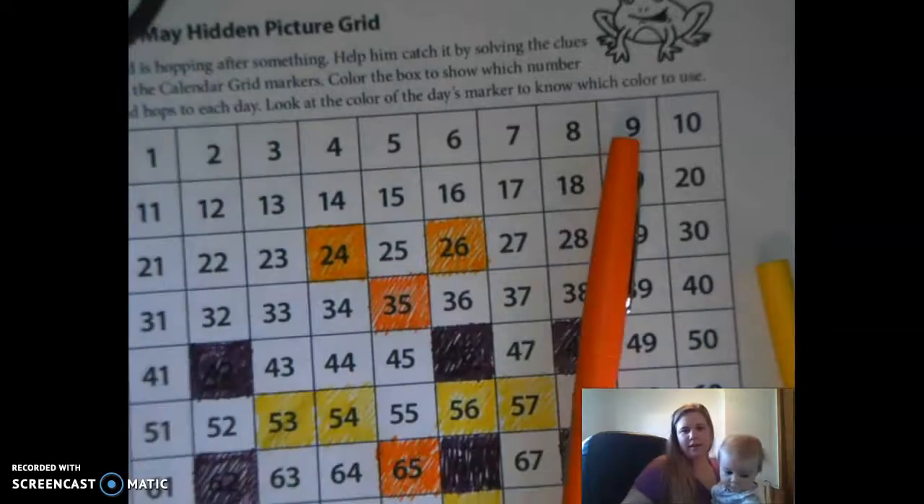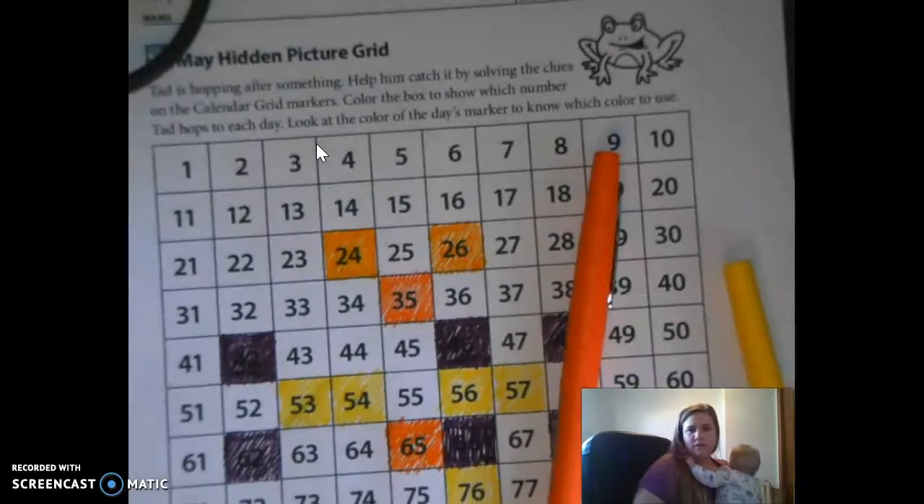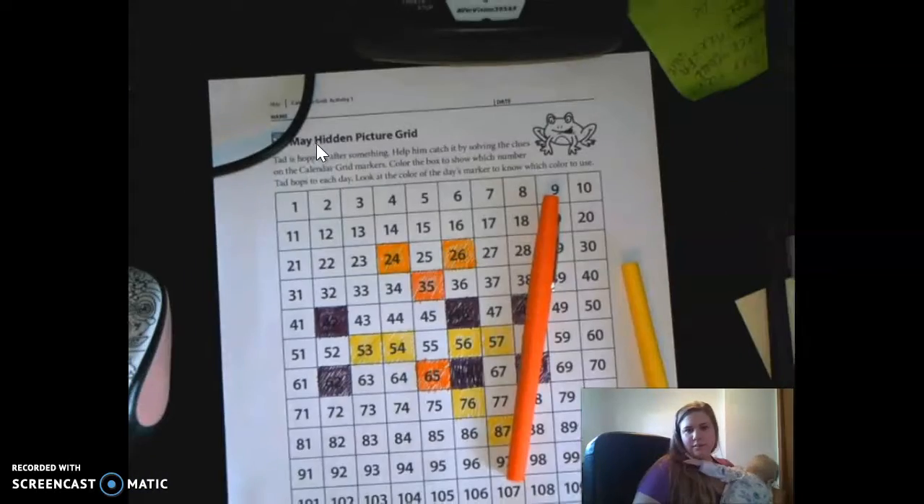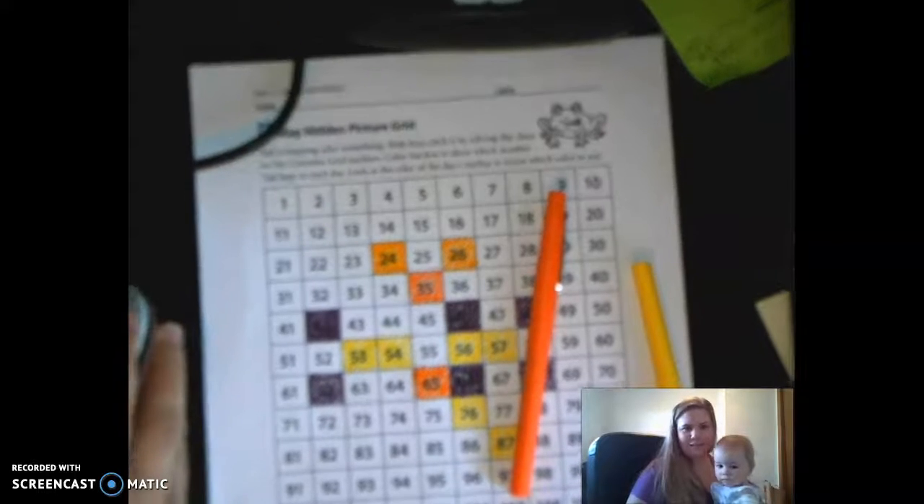Are you zooming in? You silly goose. Oh my goodness. Come on. I'm not sure why it's zooming in. There we go. You silly goose, you're zooming in for me.